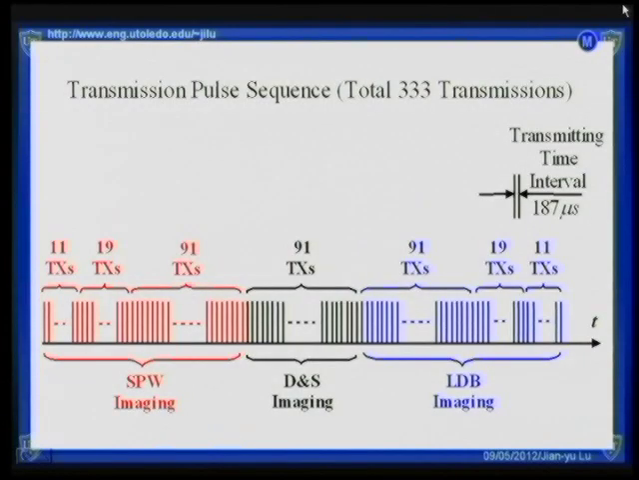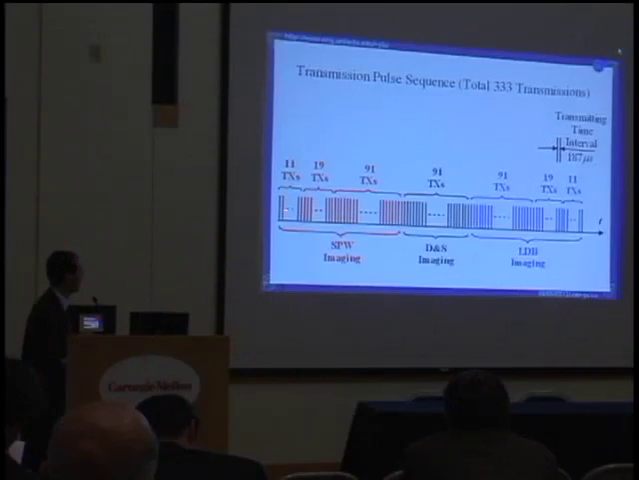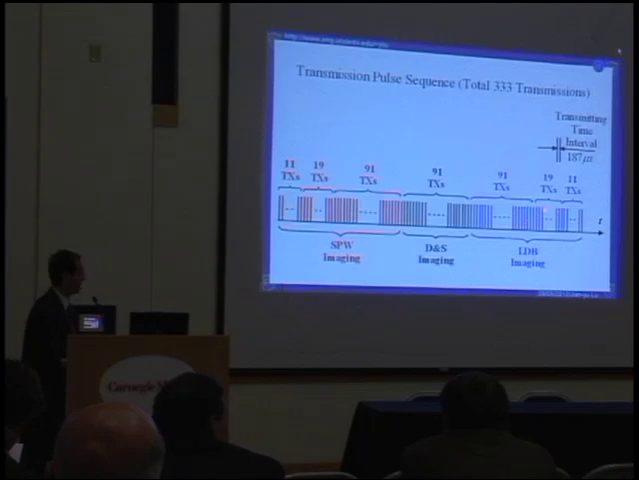And we program our machine in such a way that we transmit the plane wave with 11, 19, and 91 transmissions, and we use delay and sum to transmit the 91 transmission, and then do the limited diffraction array beam imaging using 11, 19, 91, and also use a square wave aperture weighting. So for this we only use 187 microseconds between each transmission. So entire images can be repeated many times in a second.